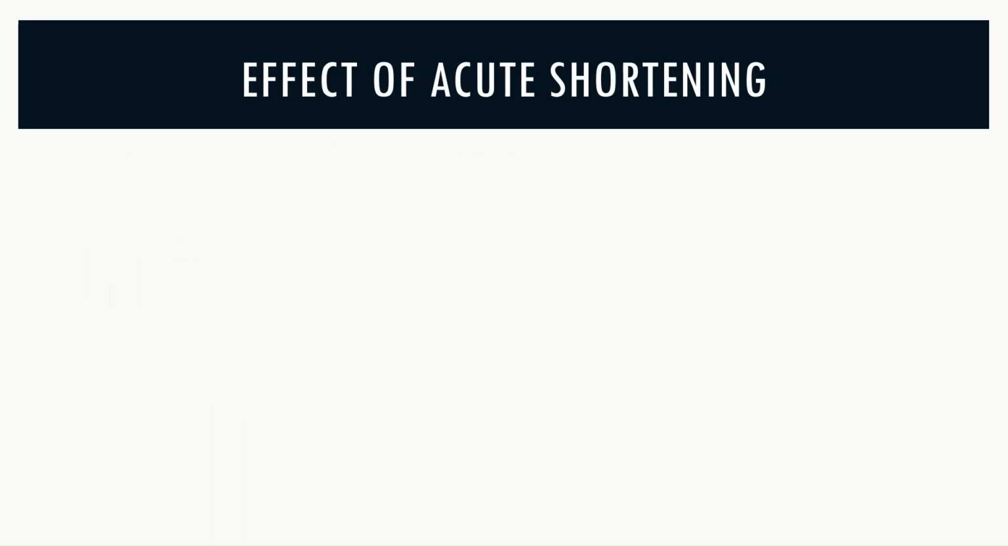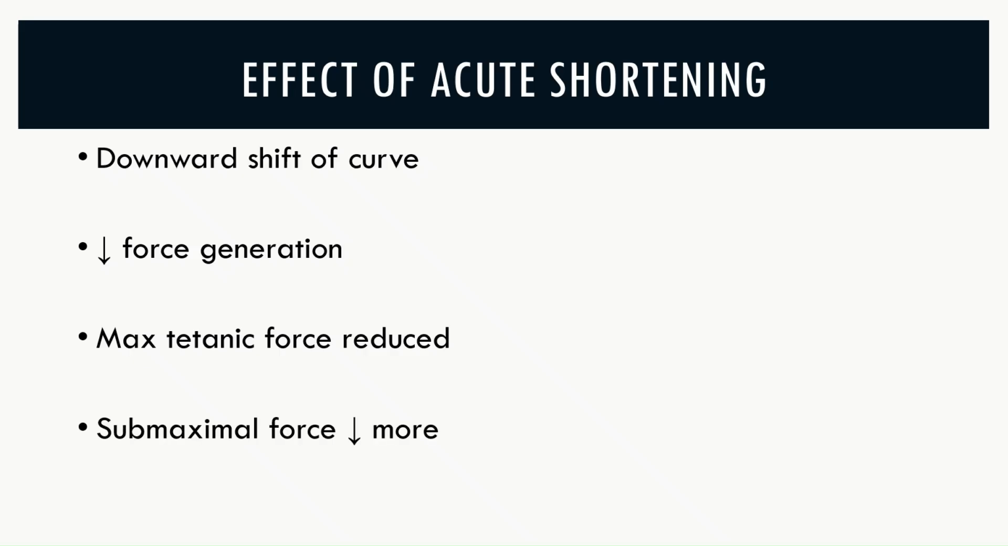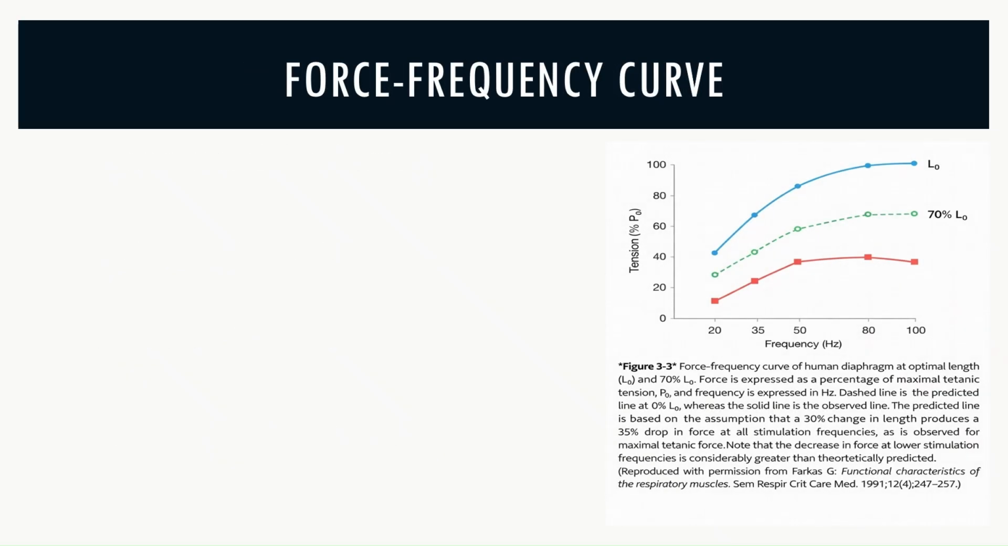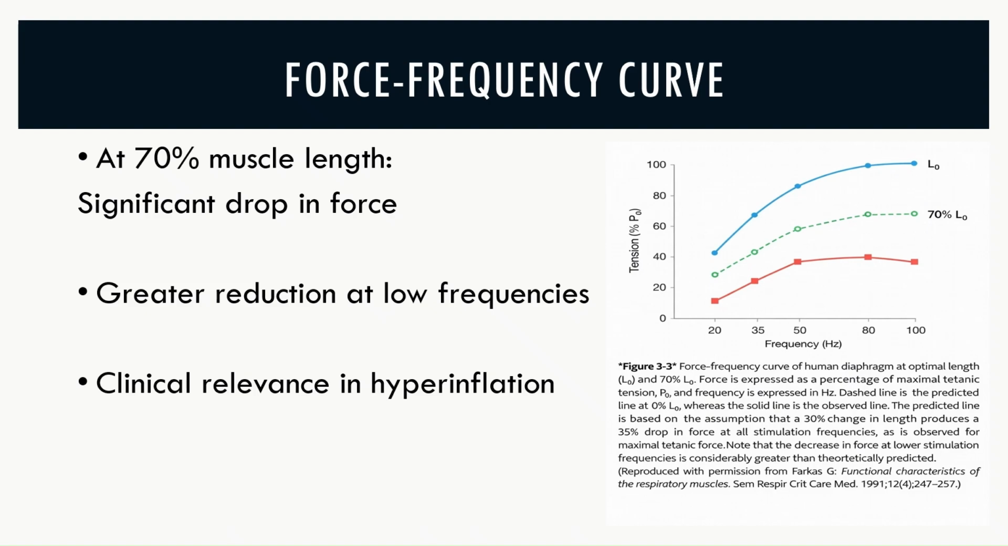Effect of acute shortening. Acute muscle shortening causes a downward shift in the force-frequency curve. This reduces maximal force, but importantly, submaximal force generation is disproportionately affected. Force-frequency curve. At reduced muscle lengths, such as 70% of optimal, there is a marked decline in force generation, especially at lower stimulation frequencies. This has important implications in hyperinflated states such as COPD.